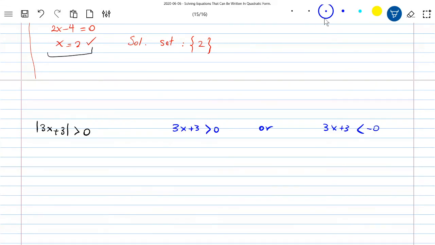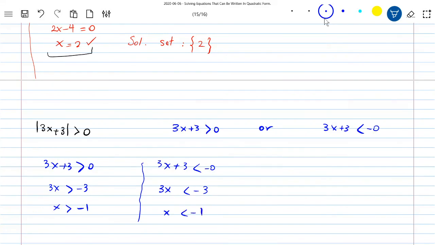Solve each one separately. Let's say 3x plus 3 greater than 0. What I get is 3x is greater than negative 3. Divide both sides by 3. x is greater than negative 1. Or in the other case, 3x plus 3 less than negative 0. Negative 0, by the way, is 0. You can write 0 there. So 3x is less than negative 3. Divide both sides by 3. x is less than negative 1. So graph these solutions.